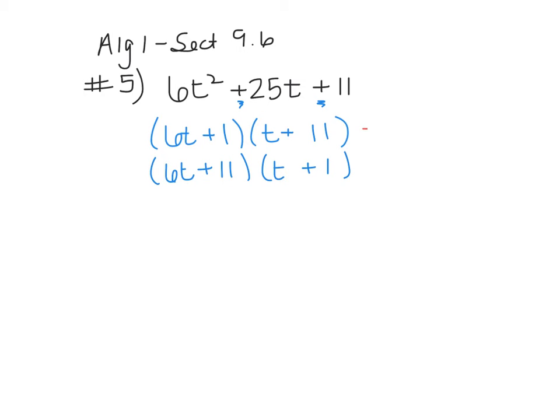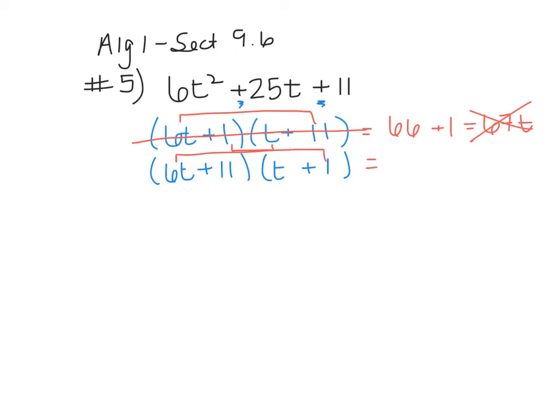Now I'm going to double check and see if I do my first, or my outside terms essentially, this is going to give me 66t, plus my inside terms, which is 1. So this is going to give me 67t, which is not what I want. So I can cross this one off. And then I can do the same thing with the one below. So this is going to give me 6t plus 11t, and 6 plus 11 is going to give me 17. So again, it's not the 25t that I'm looking for. So I'm going to go ahead and try to find another set.